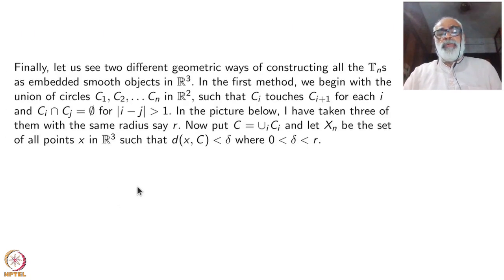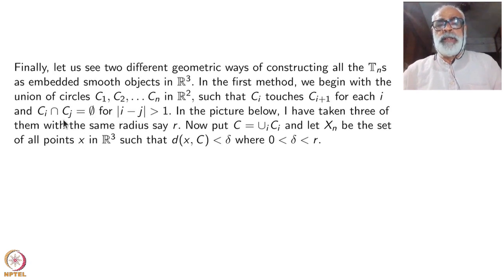Alright. Finally, let us see two different geometric ways of constructing all the Tn as embedded smooth objects in R3. I want to tell you two different methods because they are both interesting and useful. In the first method, we begin with the union of n circles in R2 such that C1 touches C2, C2 touches C3 and so on, like a chain. So they are not disjoint.